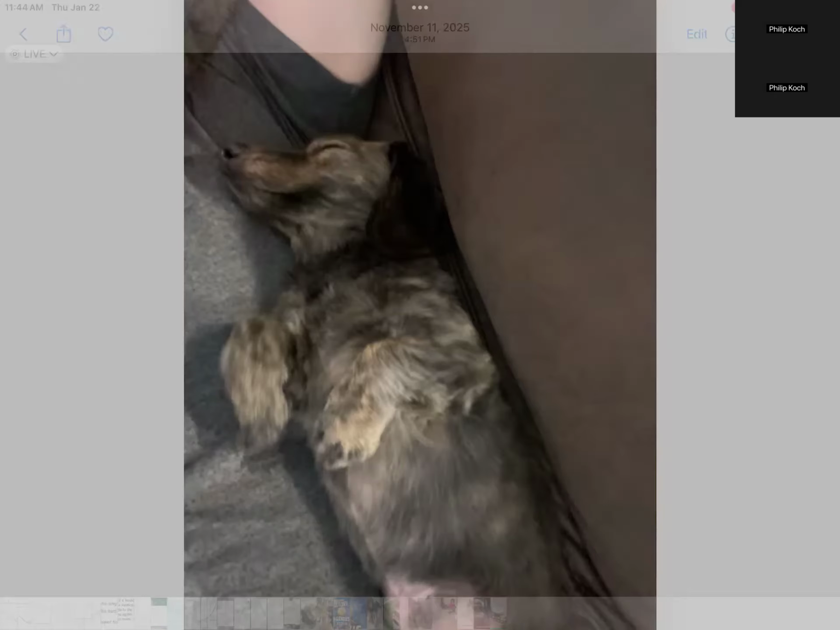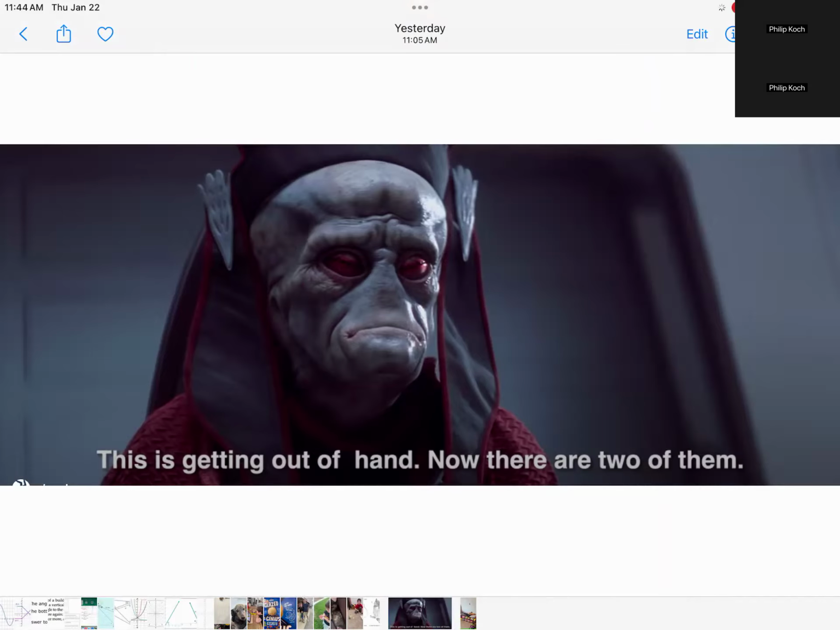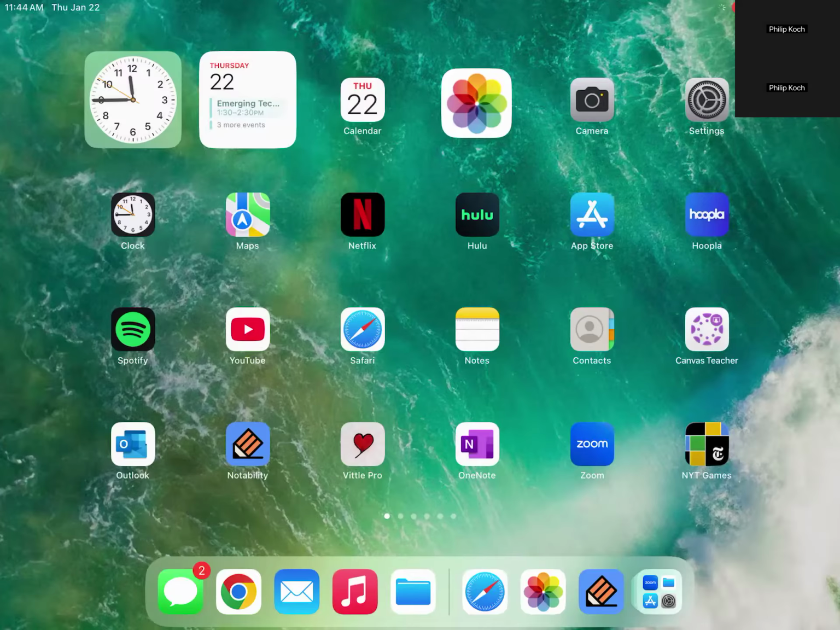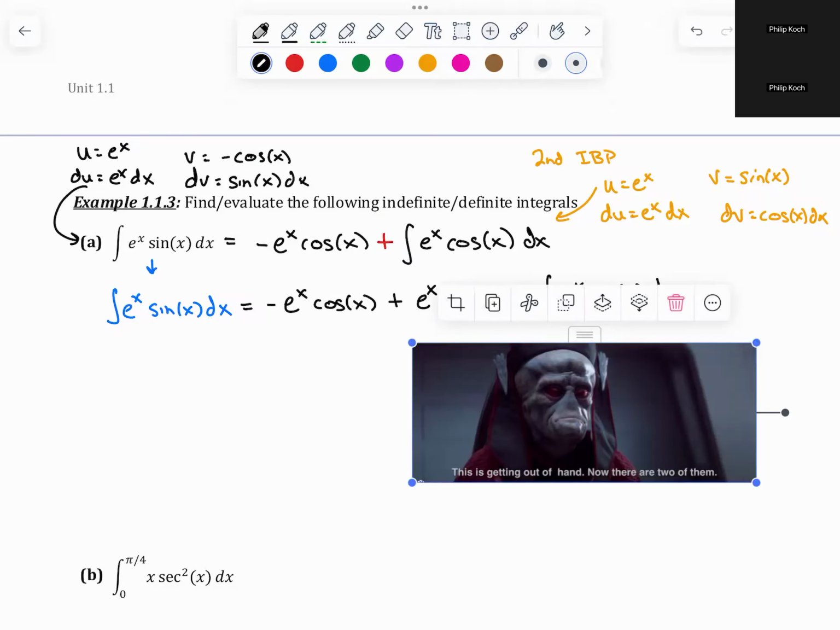No, not that picture. How do I copy a picture? This is getting out of hand.